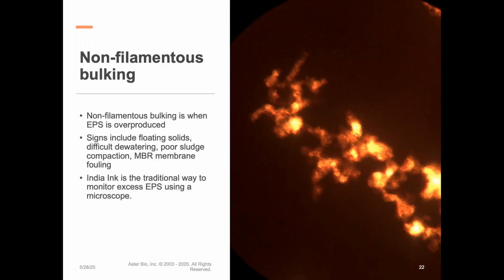Nonfilamentous bulking is another major problem in many different systems. It's caused by extracellular polysaccharides produced by different bacteria, especially Zoogloea and some close cousins that are typically found in most wastewater treatment plants. India ink on a slide stain is the typical way people identify this type of problem, but it can be challenging to understand and interpret what's causing the bulking event just from the slide.